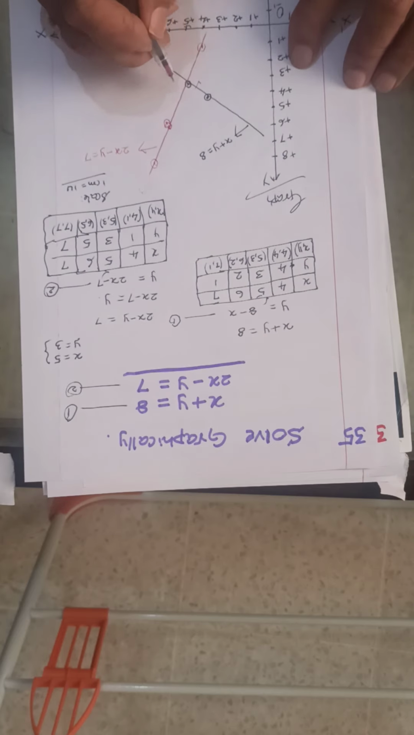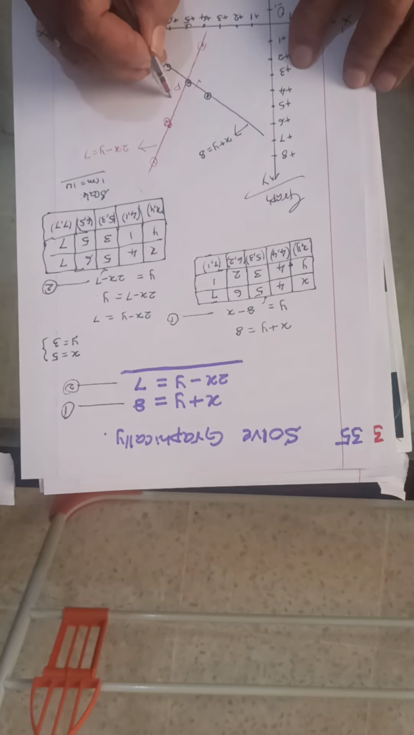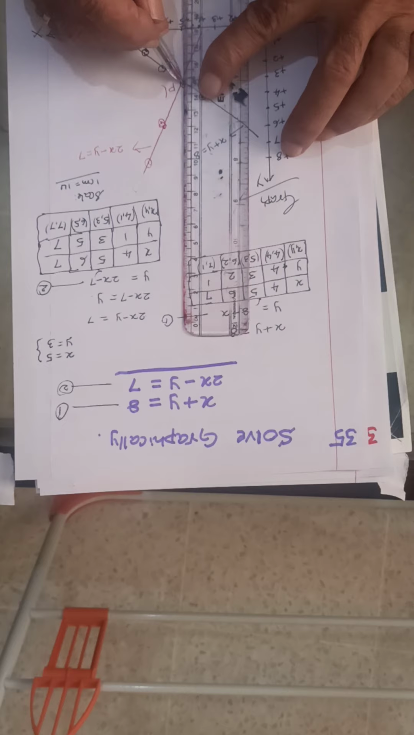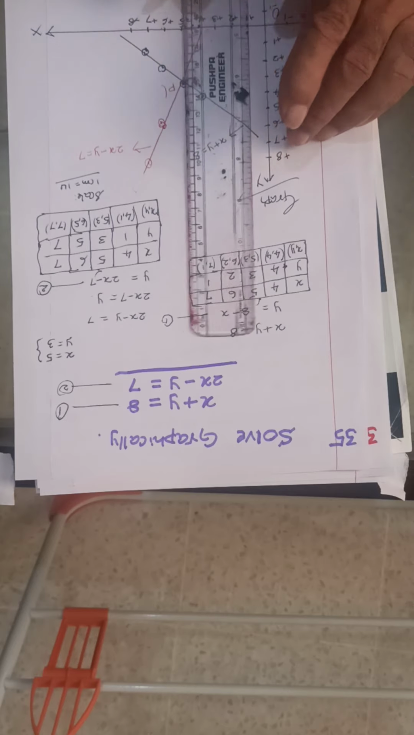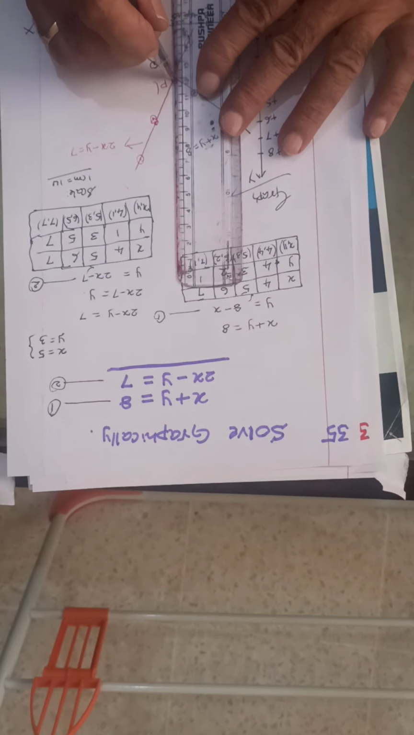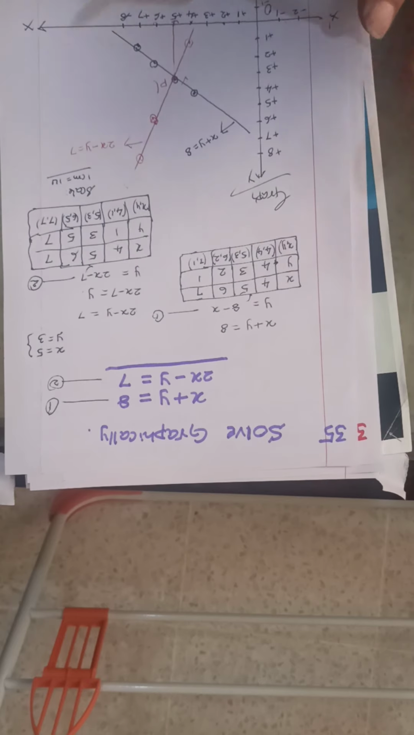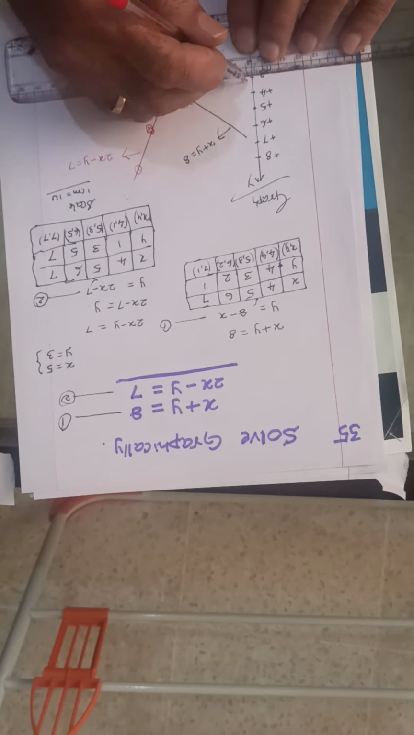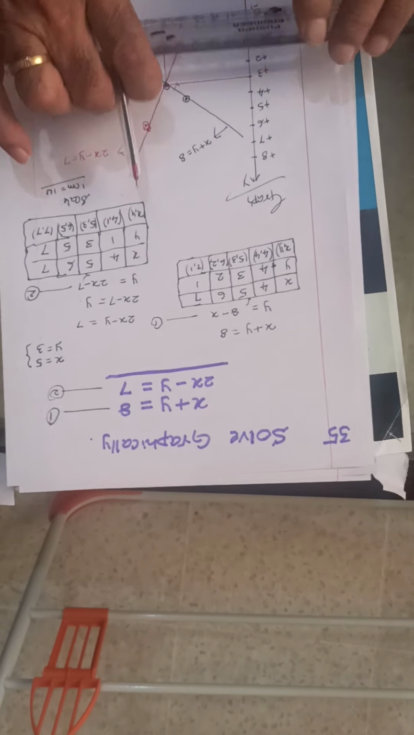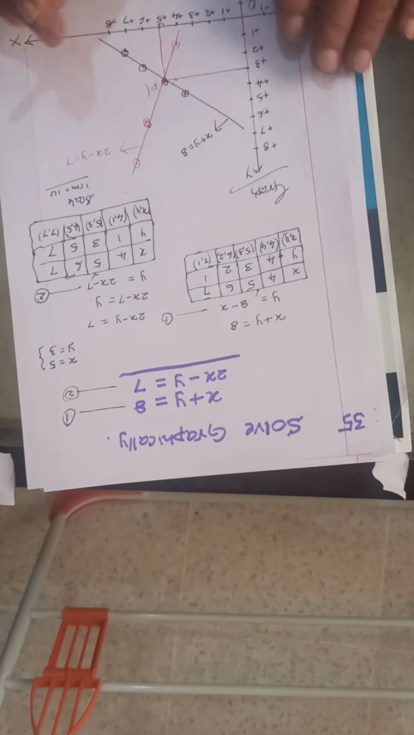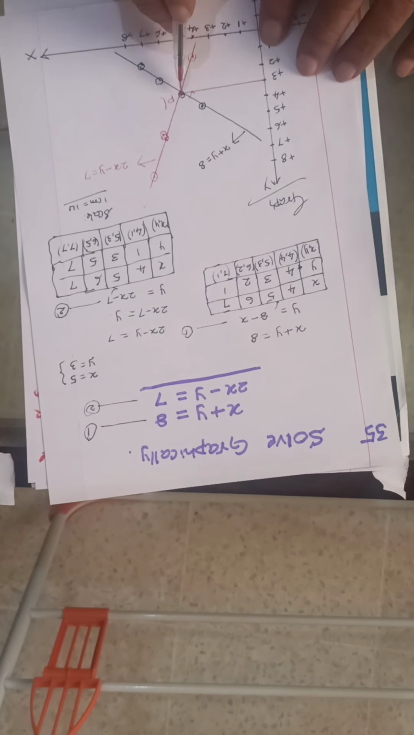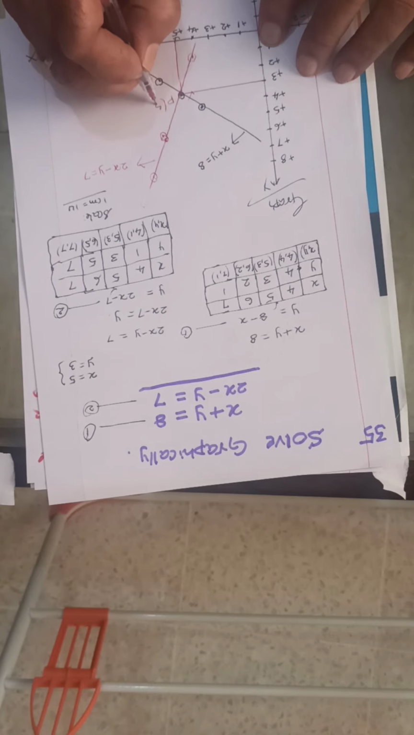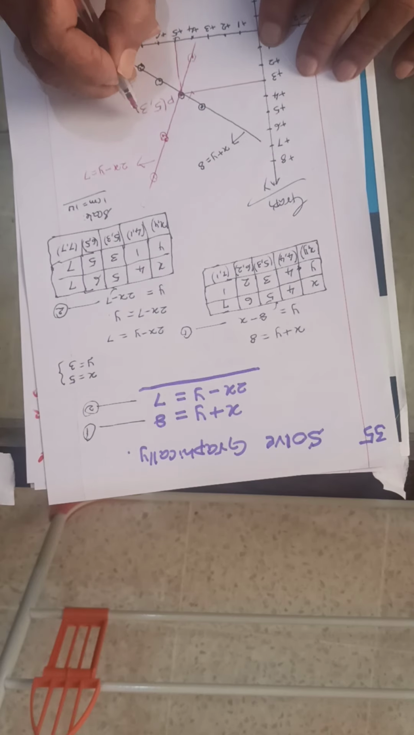Now, this is the intersection point. Let me call this point P. P has got the coordinates. If we draw a perpendicular from P to the x-axis and y-axis, the horizontal is the x coordinate and the vertical is the y coordinate. So the x coordinate is 5 and the y coordinate is 3.